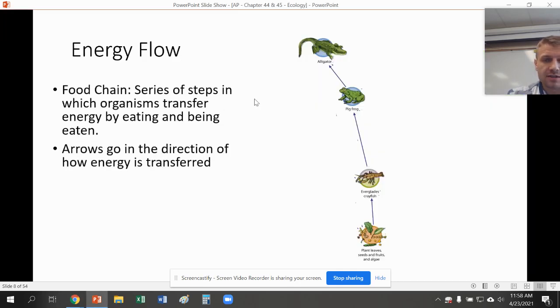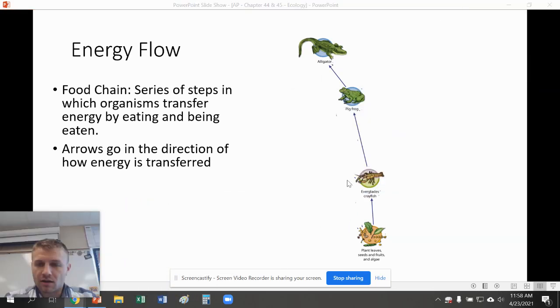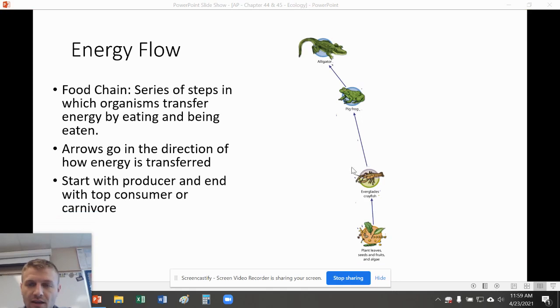All right, food chains. It shows you the movement of energy. So you can see here the crayfish eats all the plants and seeds and fruits and algae. And then you can see the crayfish is eaten by the frog, and the frog is eaten by the alligator. So in this case, we have this transfer of energy from the plants all the way up to the alligator. So remember, though, that the arrows are pointing to where the energy goes.